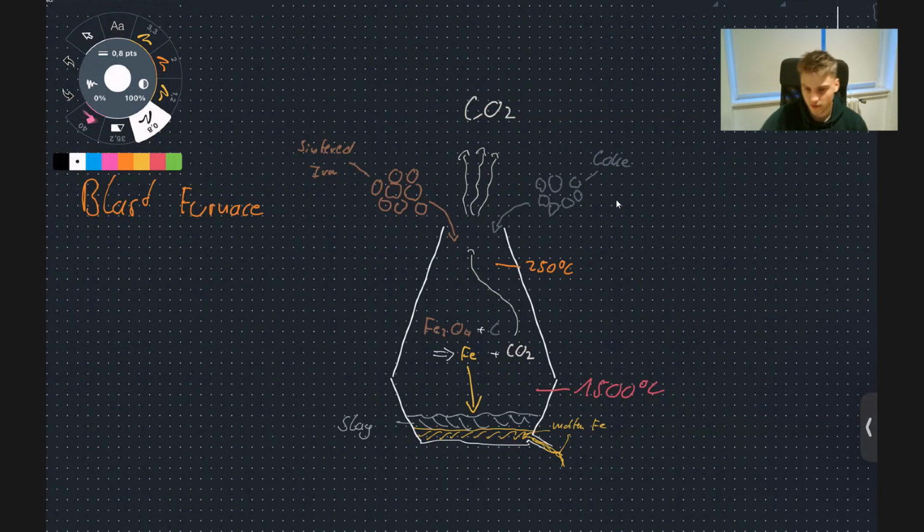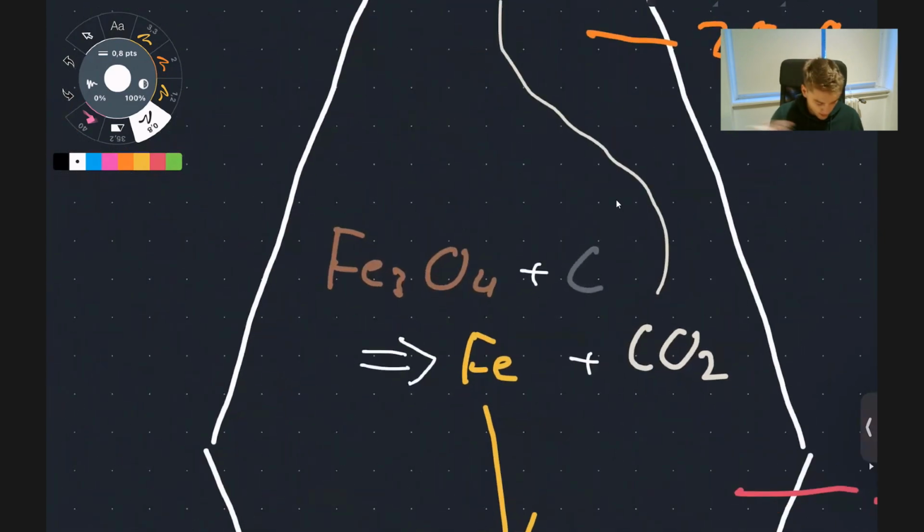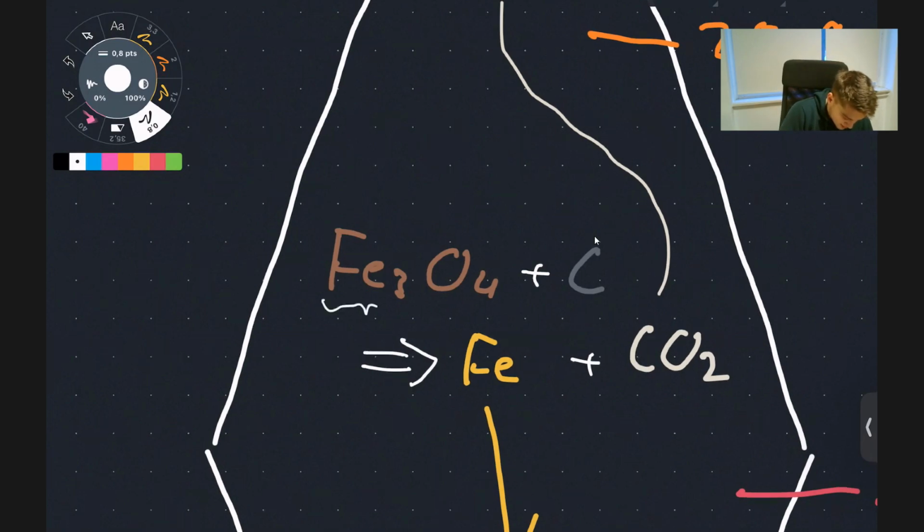The process we are interested in this video is, very simplified, the reduction process. Like during the sintering process, we have iron oxides and we have carbon from the coke. We want this iron here, so what we do is that this oxygen reacts together with this carbon to form CO2.